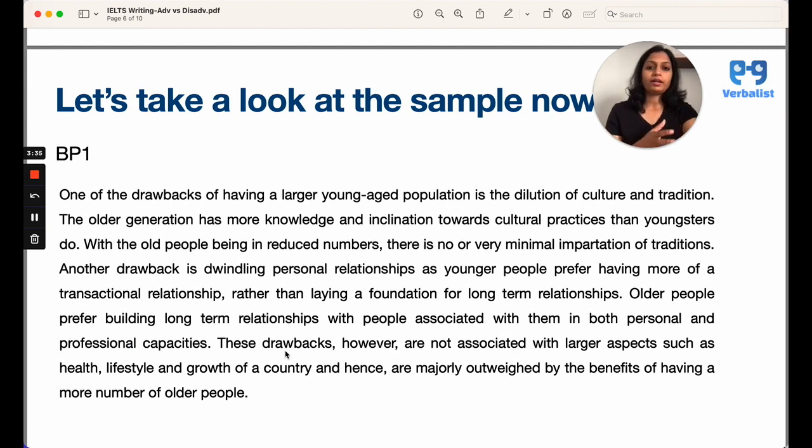Now, in your body paragraphs, it is important to make it clear what your paragraph contains. So, you will have to write in the first sentence that you're going to talk about drawbacks. Okay, and clearly I'm stating 2 drawbacks because the question asks me to state disadvantages.